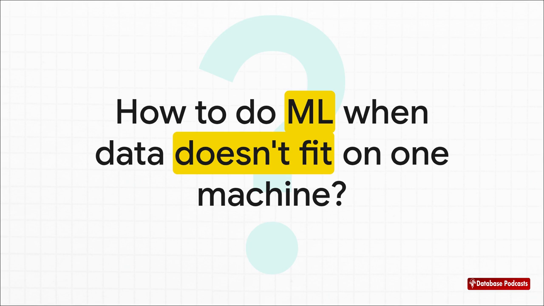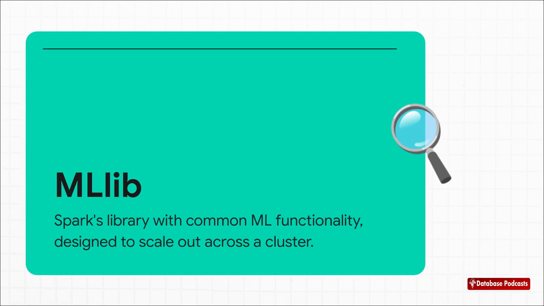What do you do? How do you build predictive models when your data is spread out across a whole cluster of machines? Well, that is exactly the problem Spark was built to solve. And its answer for machine learning is MLlib. The best way to think about it is like a standard library, but for distributed machine learning. Its whole philosophy is really about one thing: giving you powerful, common algorithms that are designed from day one to run in parallel across a cluster.